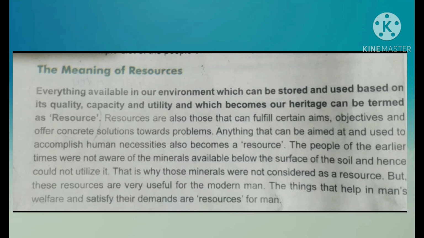But nowadays it is possible because we have lots of technologies and even we are aware about the things. That is why those minerals were not considered as a resource at earlier times. But these resources are very useful for the modern man because we have technologies, so we know how to use them. So they become useful things for the modern man. The things that help in man's welfare and satisfy their demands are resources for men.